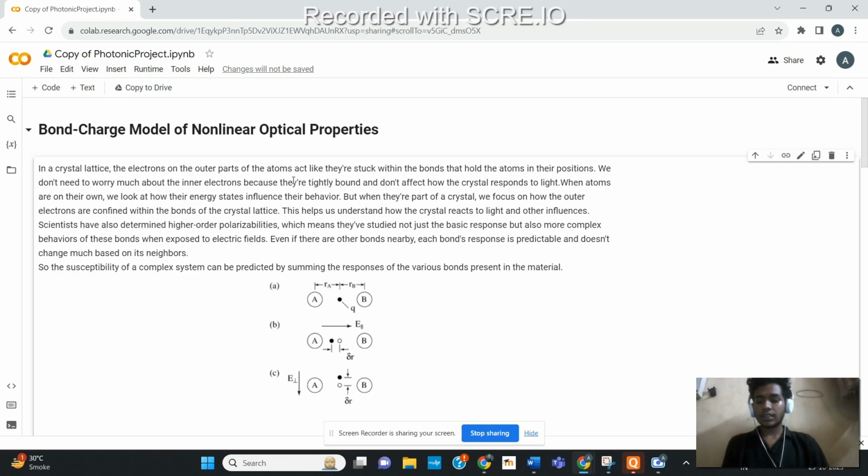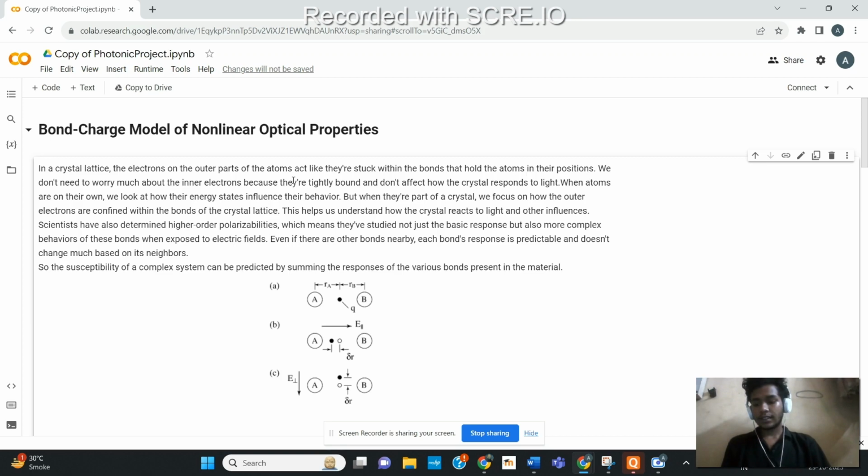Scientists have also determined higher order polarizabilities, which means they have studied not just the basic response, but also more complex behaviors of these bonds when exposed to electric fields. Even if there are other bonds nearby, each bond's response is predictable and doesn't change much based on its neighbors. This predictability simplifies our understanding and helps scientists design new materials with specific properties, like how they respond to light.